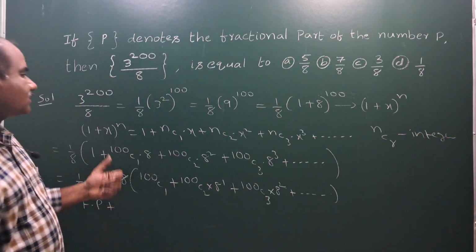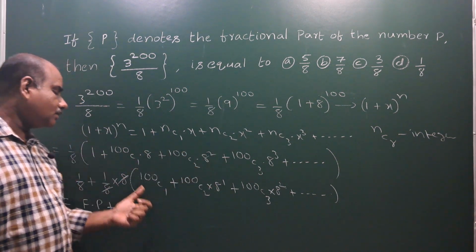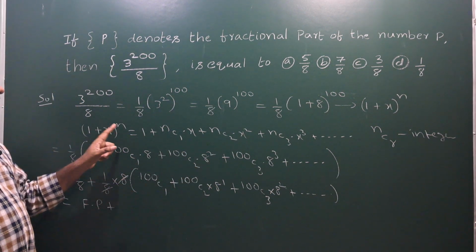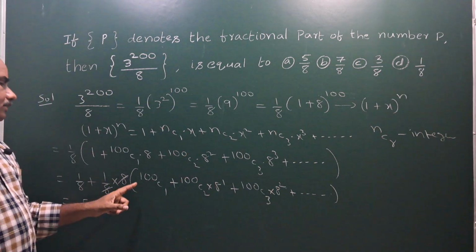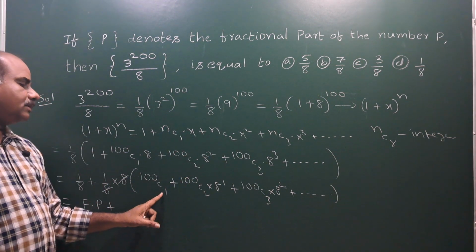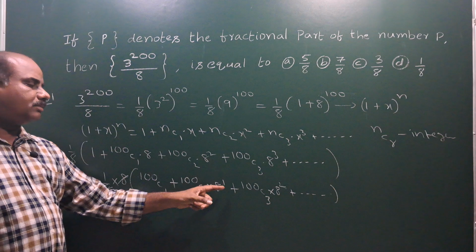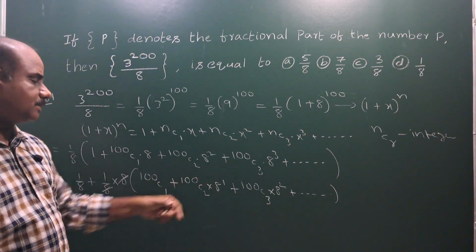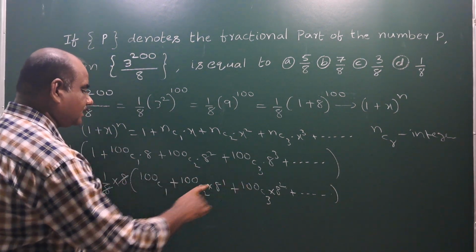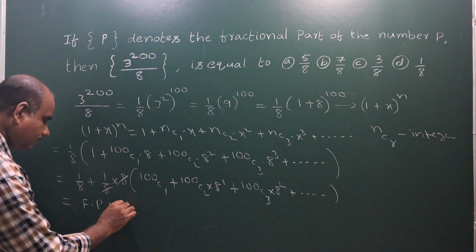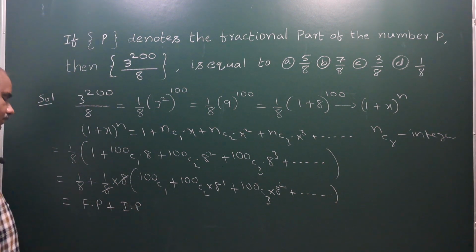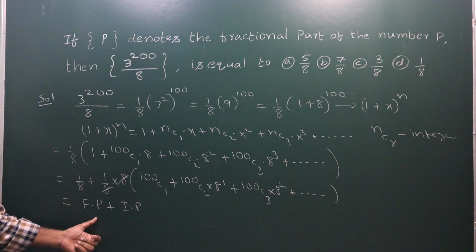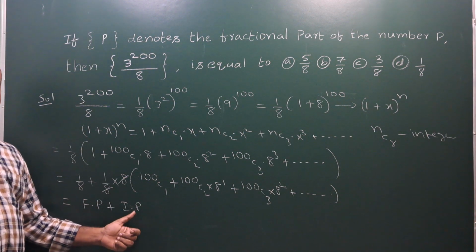And here x is also an integer. x means 8. So totally here x is an integer and n is an integer, so this expansion is always an integer. Okay. So that's why 100c1 plus 100c2 into 8 power 1 plus 100c3 into 8 square and so on, whatever it may be, is always an integer. So it is the integer part. FP stands for fractional part, IP stands for integral part.